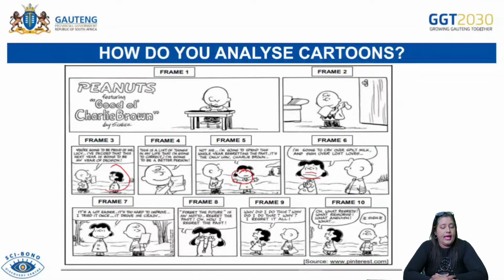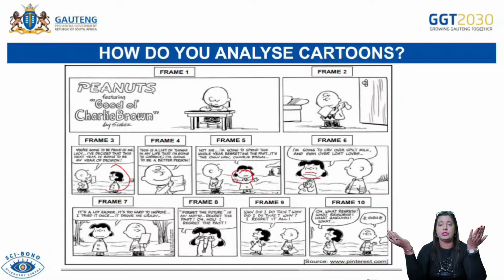Okay. And then in frame 7, it's a lot easier. It's too hard to improve. I tried it once. It drove me crazy. So now he's like, did I just do all of this for nothing? Okay, you can look, he's looking at the particular page in his hand where he wrote down all these things he's going to change about himself.